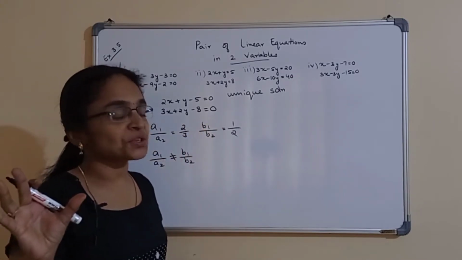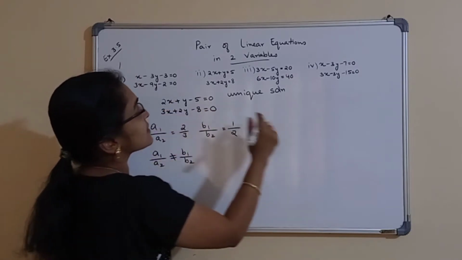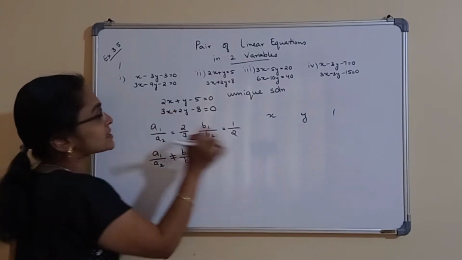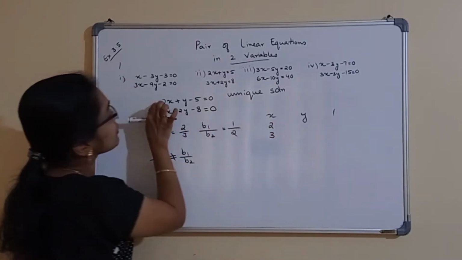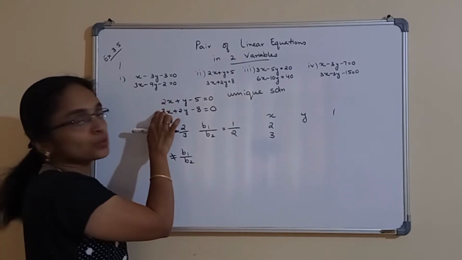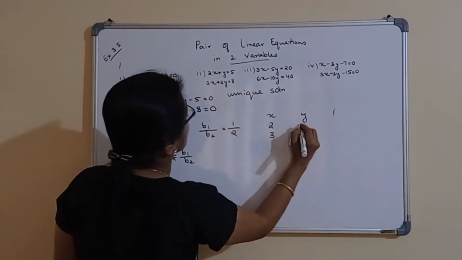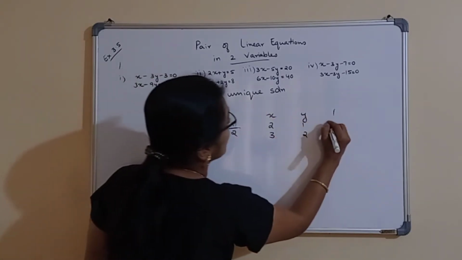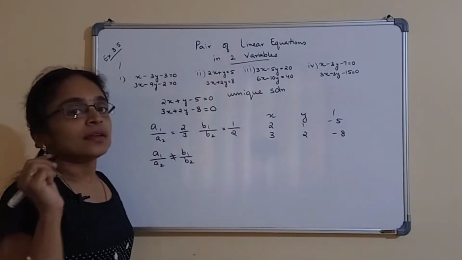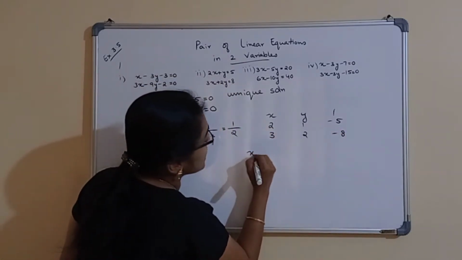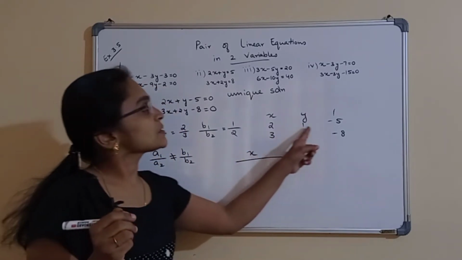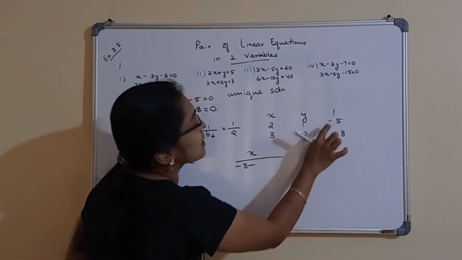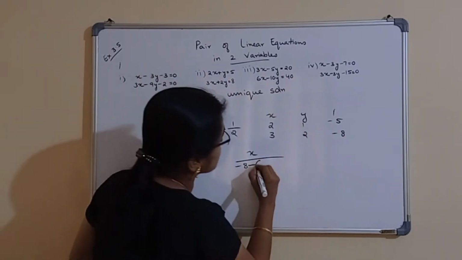In the question, it is given that if they have a unique solution, find it by using the cross multiplication method. So, we can write this as x, y, 1 and write the coefficients. Coefficients of x, that is a1 and a2, are 2 and 3. Then b1, b2 are 1 and 2. And c1, c2 are minus 5 and minus 8. Now, first write x and cross multiply this. 1 into minus 8 is minus 8. Then minus 5 into 2 is minus 10.